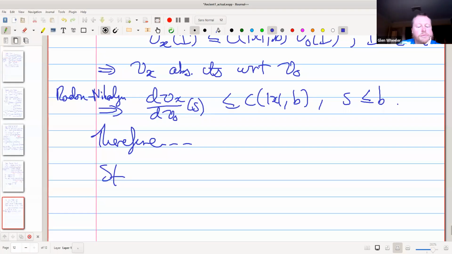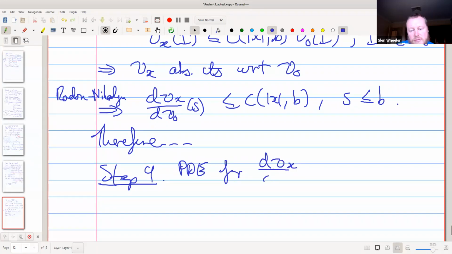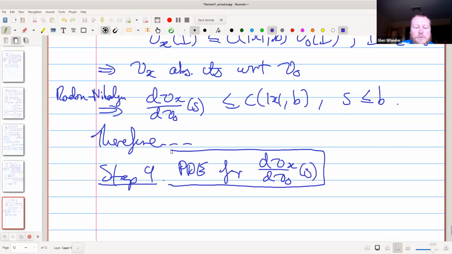Okay, so now what this lets us do is conclude that now that we can differentiate ν_x with respect to ν_0, we can do a change of variables. And that's what this is all leading up to, an epic change of variables. I would like to call this step change of variables, but instead I'm just going to call it PDE for this derivative. And we're very close to being finished. So this thing is locally bounded as a measure.